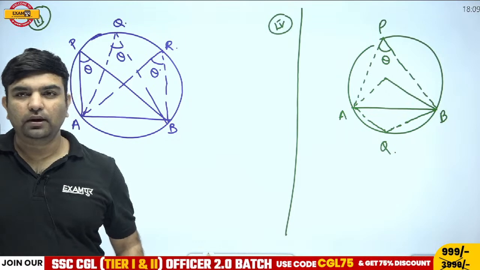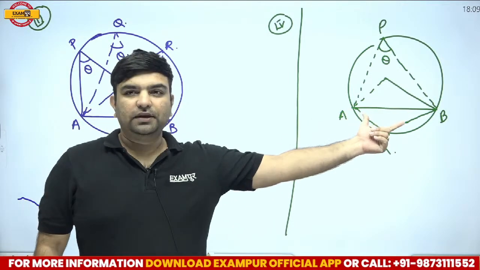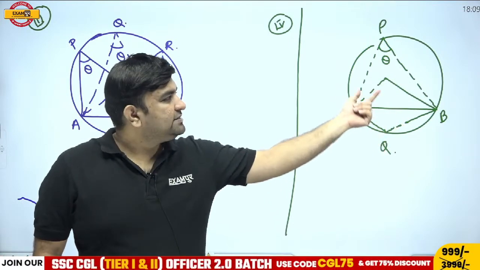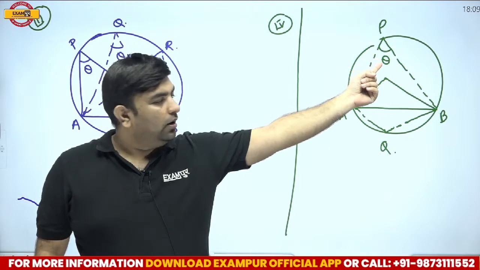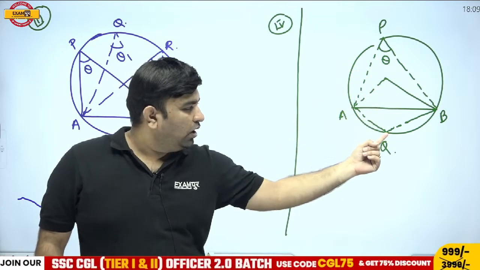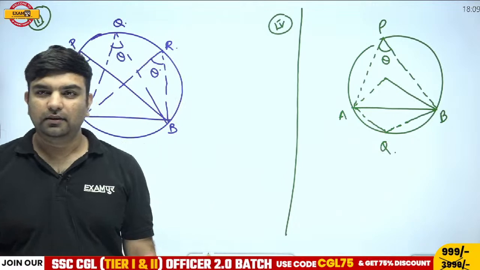Now you have to reply, guys, from your previous knowledge. If the chord AB has subtended theta at any point on the circumference in the major arc, what is it going to subtend at any point in the minor arc?